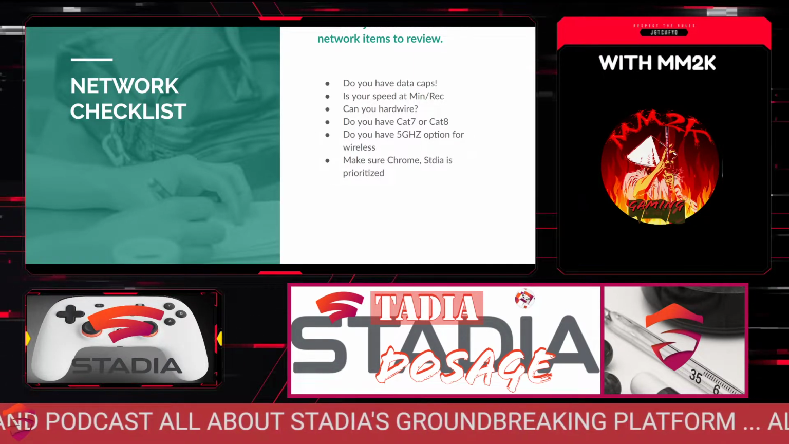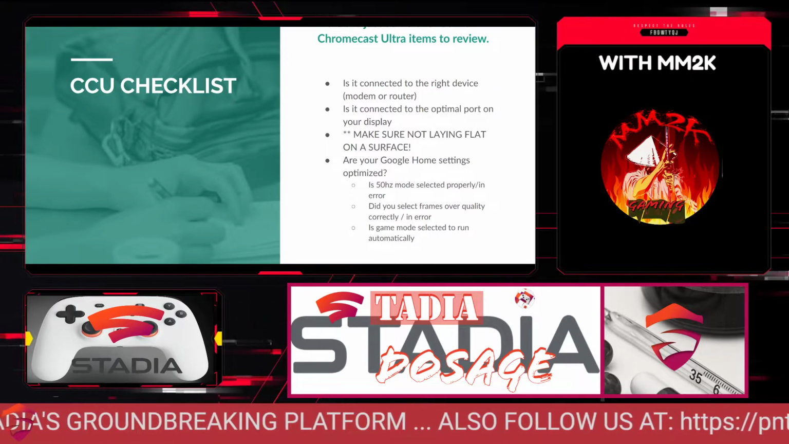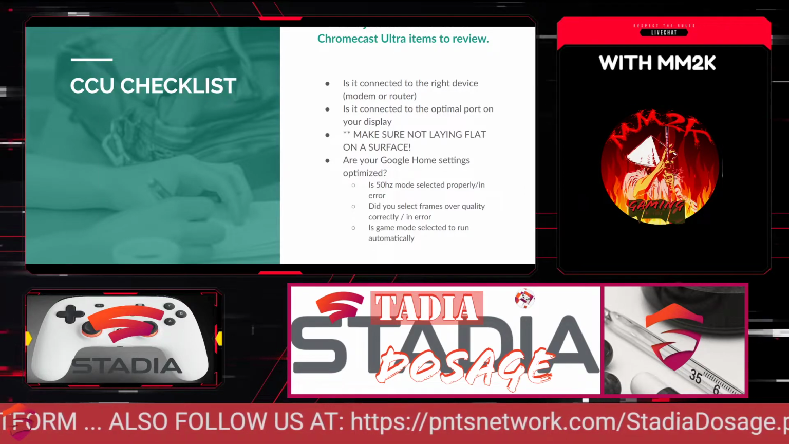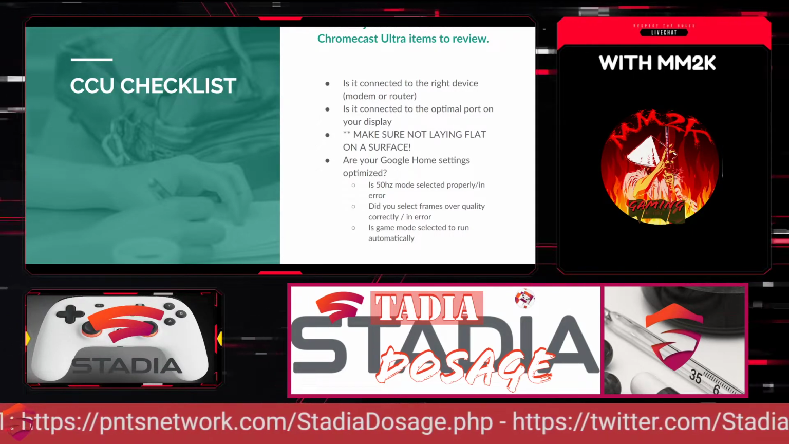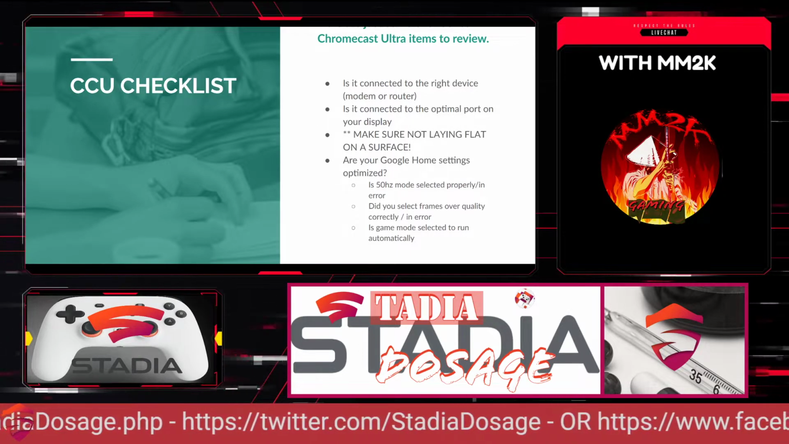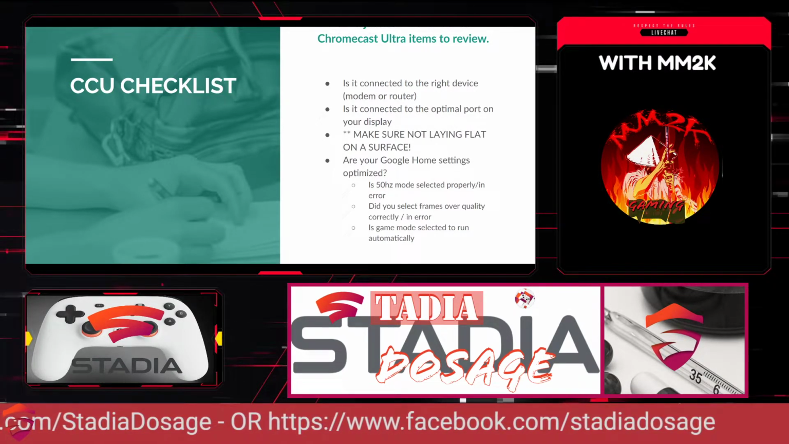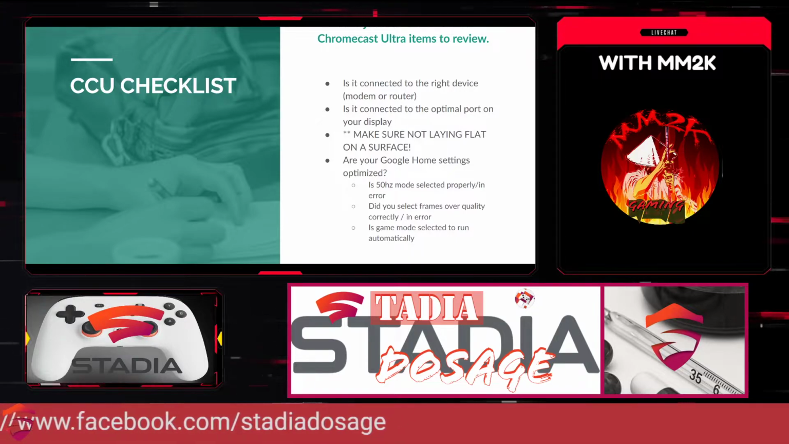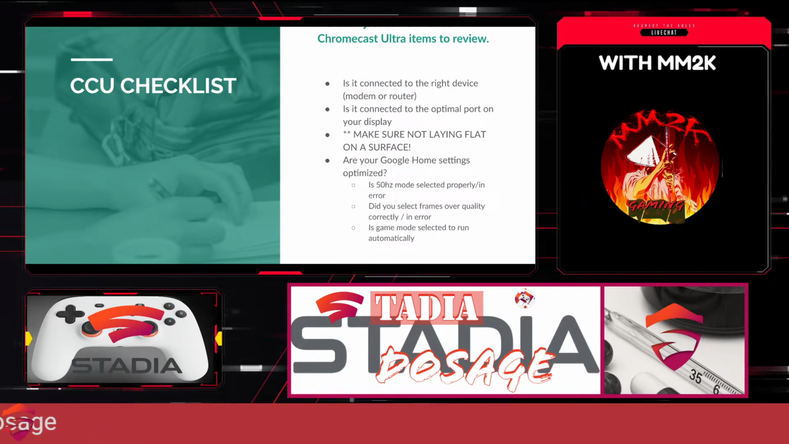All right, the next thing we want to check is your CCU, which is your Chromecast Ultra. The checklist for that: is it connected to the right device? Is it connected to your modem or your router? If you have a modem from your internet service provider, and you listen to MM2K and the Stadia Dosage, and you want to make sure that you have 5 gigahertz Wi-Fi transmittal, it's better to connect it to that router. Leave the modem free if you can, and have all your connections via that router. So make sure it's connected to the right device.